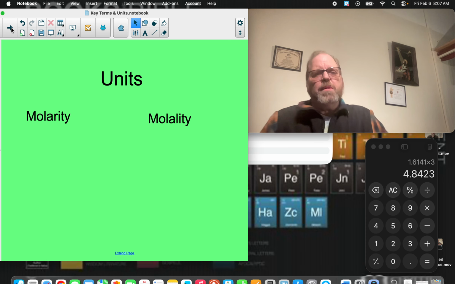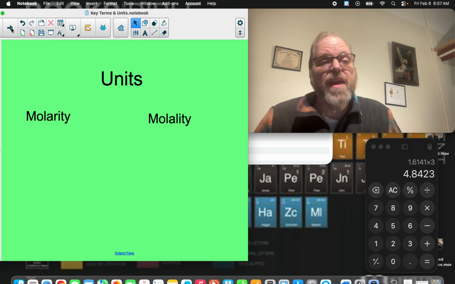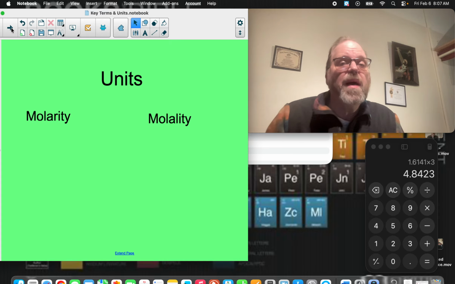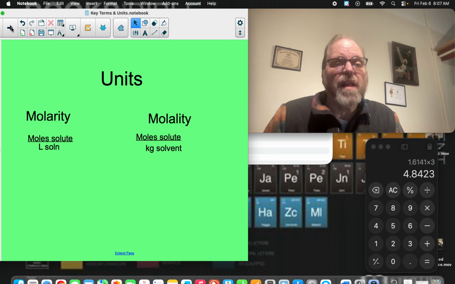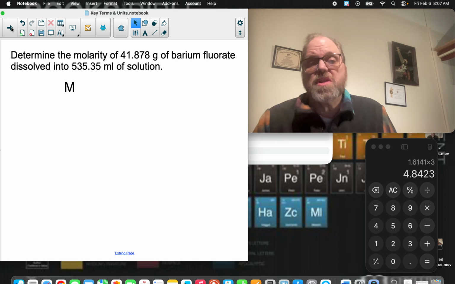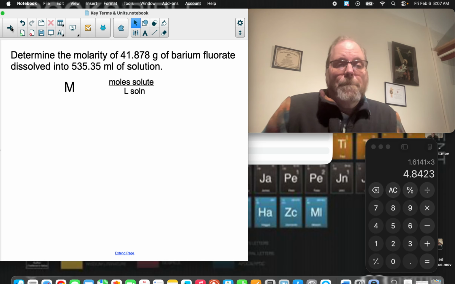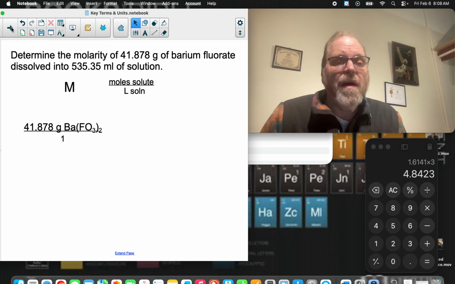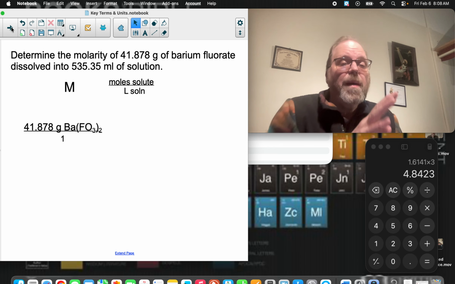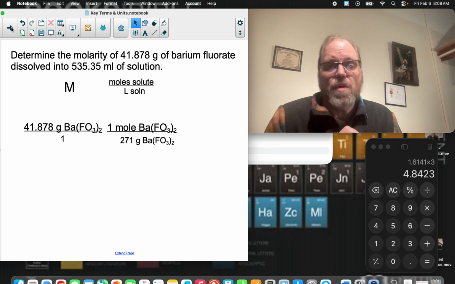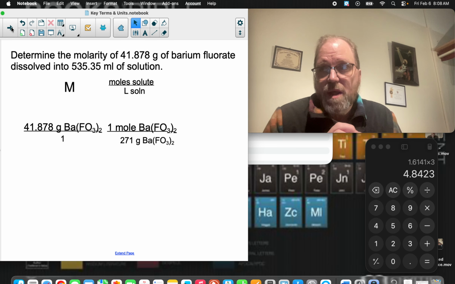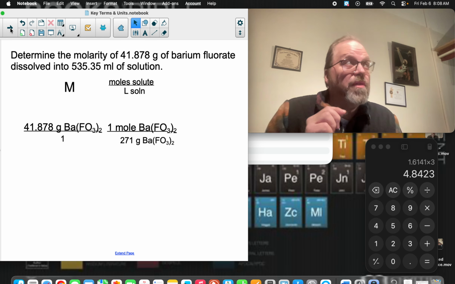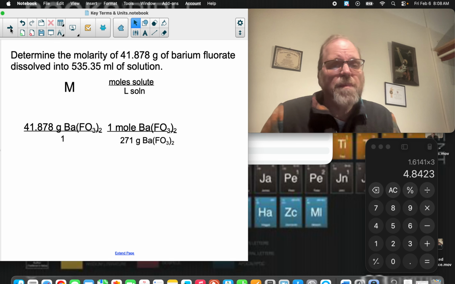So let's talk. The first one: determine the molarity of 41.878 grams of barium fluorate dissolved in 535.35 milliliters of solution. So we're finding molarity, capital M, which of course is moles of solute over liters of solution. My solute is the 41.878 grams of barium fluorate. Barium is 137, fluorine 19 times 2 is 38, and oxygen 16 times 6 is 96. 96, 38, and 137 is 271 grams of barium fluorate in 1 mole.